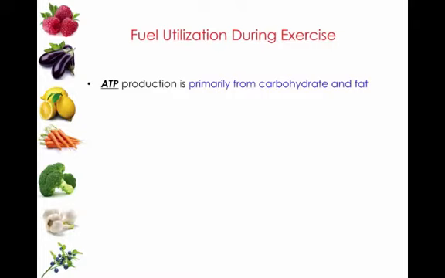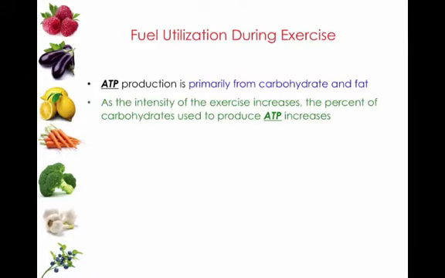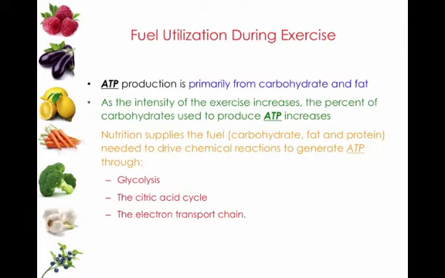First, let's talk about ATP. ATP is produced primarily from carbohydrate and fat during exercise. As the intensity increases, the percentage of carbohydrates used to produce ATP increases. That's why carbohydrates are the most important nutrient you should consume as part of your diet when you are training or just planning on being physically active. Nutrition supplies those fuels in the form of carbohydrate, fat, and protein that form ATP.